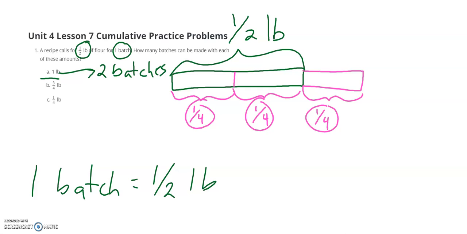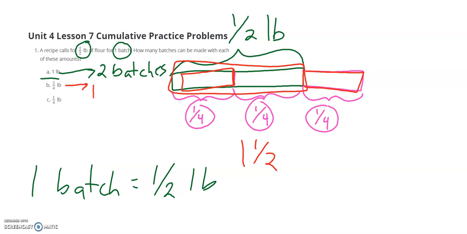We want to know how much of a batch that is. This is a whole batch. And 1/4 is 1/2 of a batch. So we have one whole batch and 1/2 of a batch. So with 3/4, you can make 1 1/2 batches.